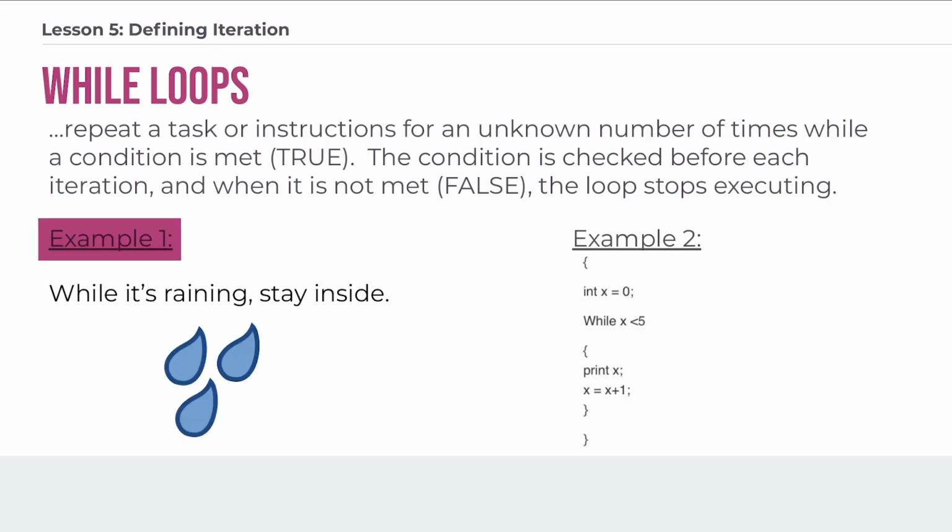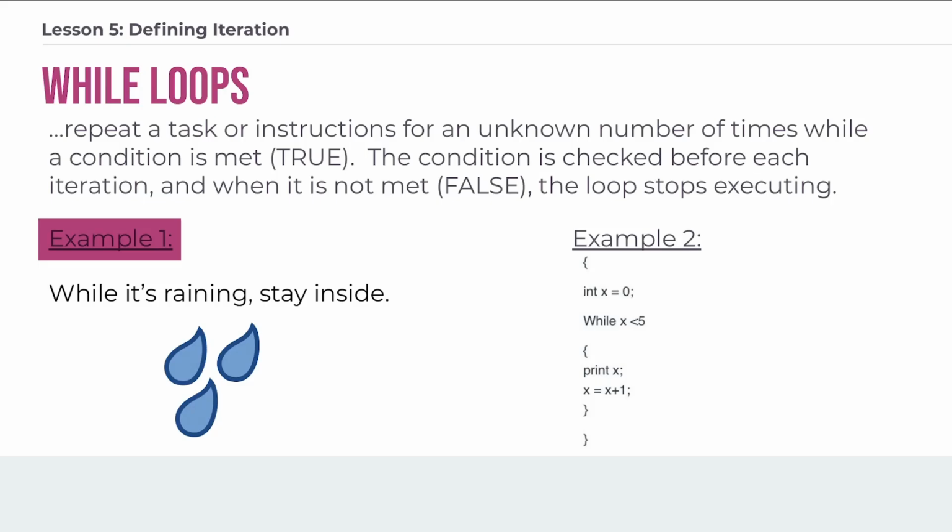So an example here is while it's raining. Usually it's going to rain for, we don't know exactly how long. We can't really time it out because Mother Nature doesn't work that way. But we will just keep checking. Is it still raining? Okay, I'll stay inside. Is it still raining? Okay, I'll stay inside. So we continue to stay inside while it's raining.